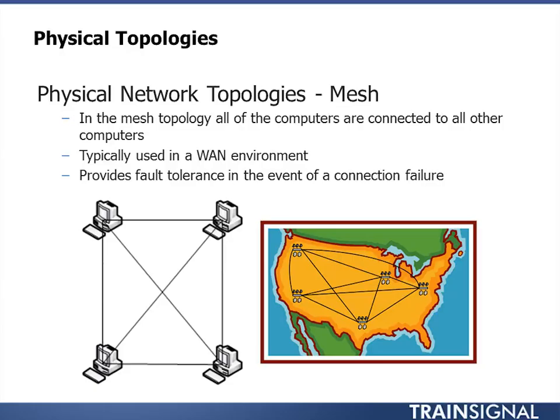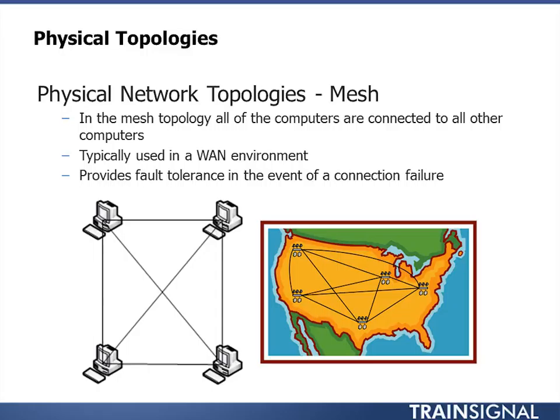The idea behind the mesh topology is in the event that you have a connection failure, you have fault tolerance. If the connection between Chicago and New York was to go down, no worries. Chicago could still communicate with New York. It might have to go via Dallas or via Los Angeles or via Seattle, but there are other connection mechanisms to get from one office to the other. And that's where you would typically see your mesh topology.